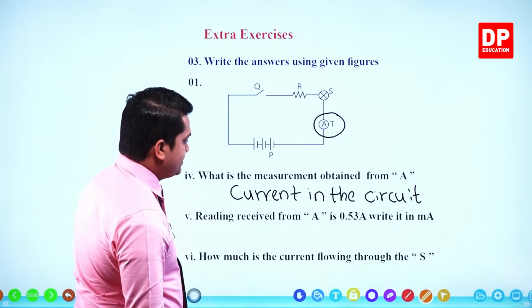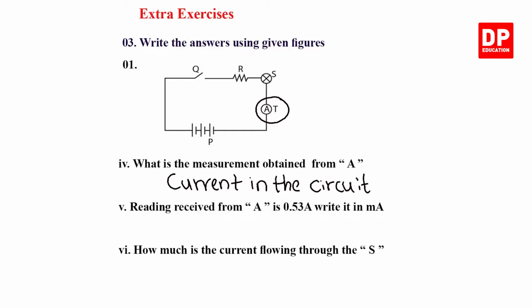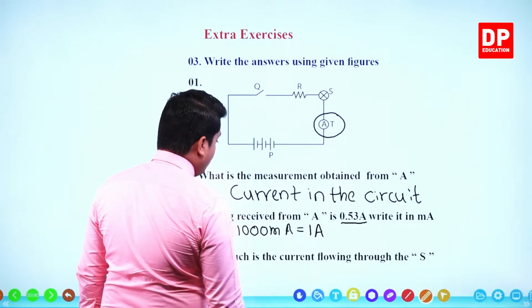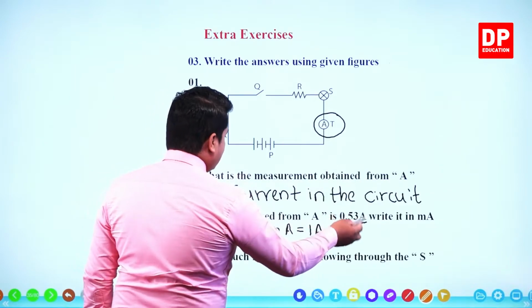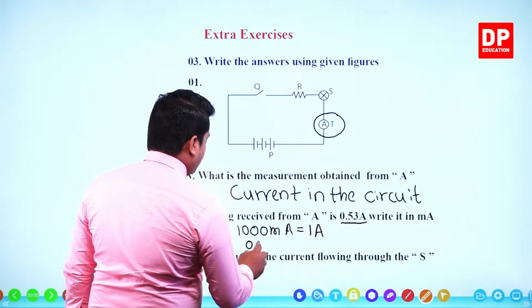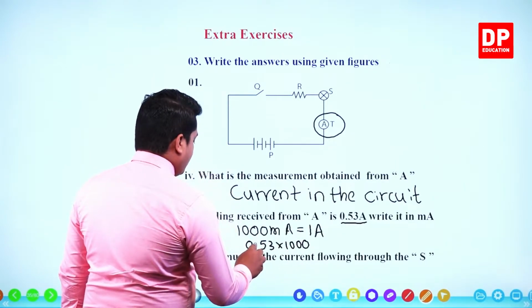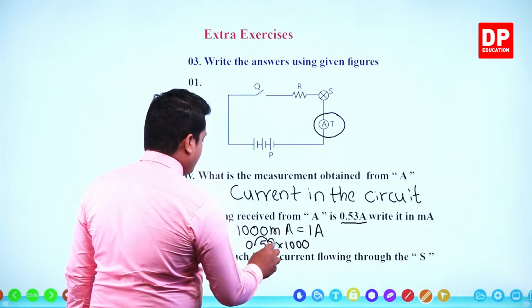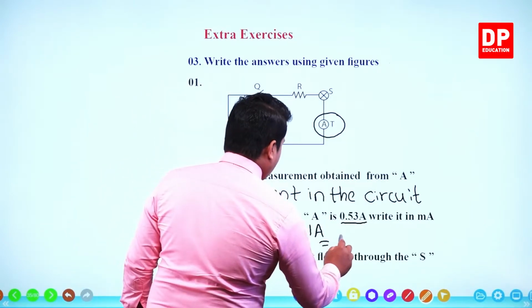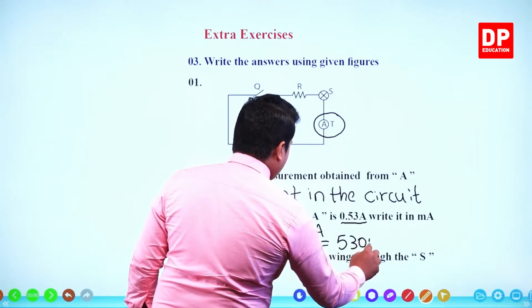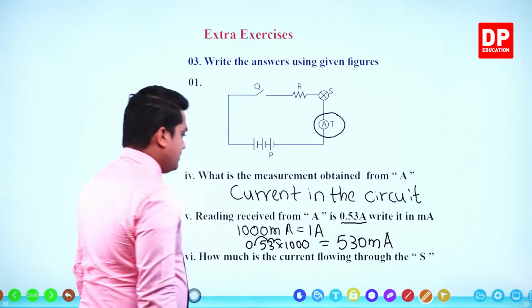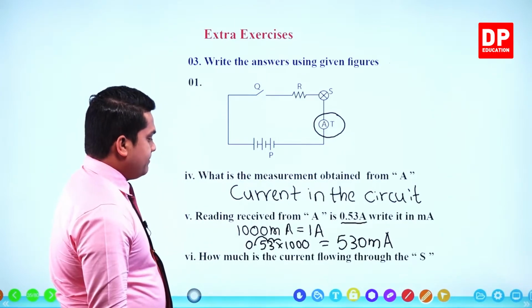Write it in milliamperes. So you know that 1000 milliamperes is equal to 1 ampere. So in order to convert this ampere into milliampere, you just need to multiply this value by 1000. So 0.53 you multiply by 1000. You have to move 3 decimals, 1, 2 and 3. So our answer would be 530 milliamperes.